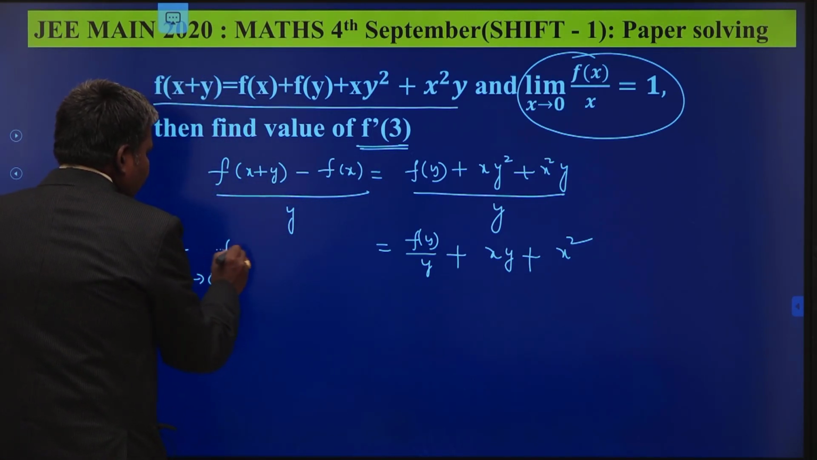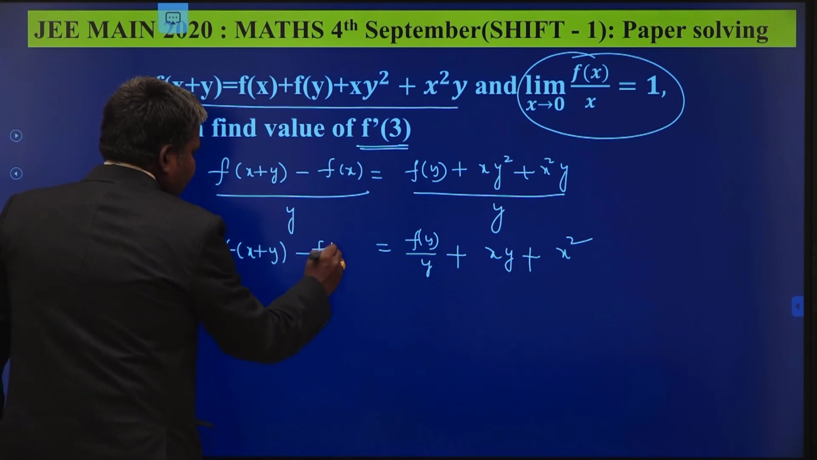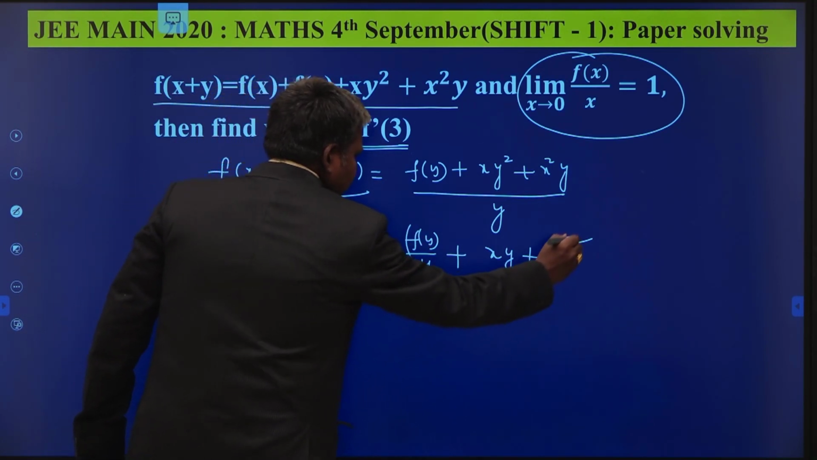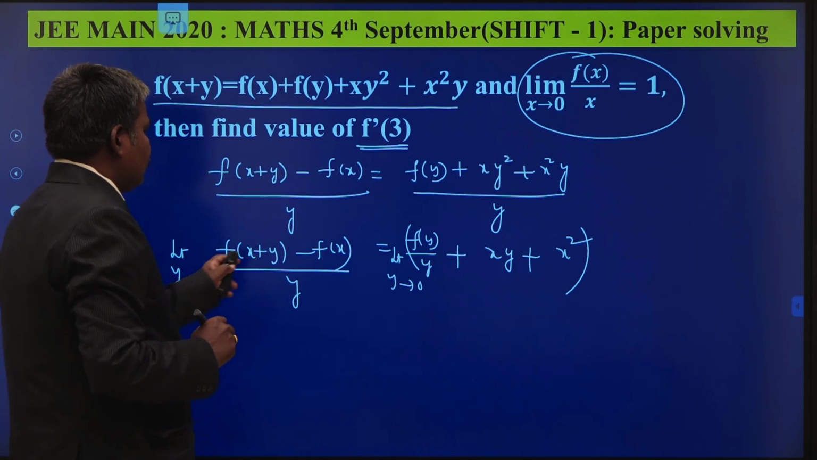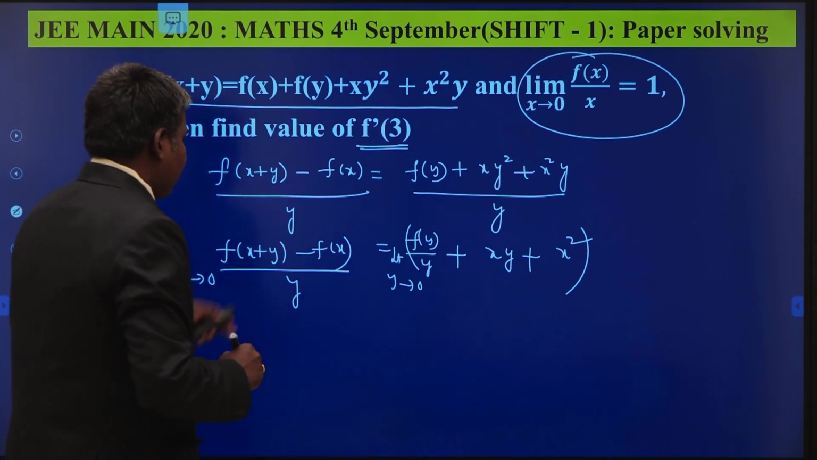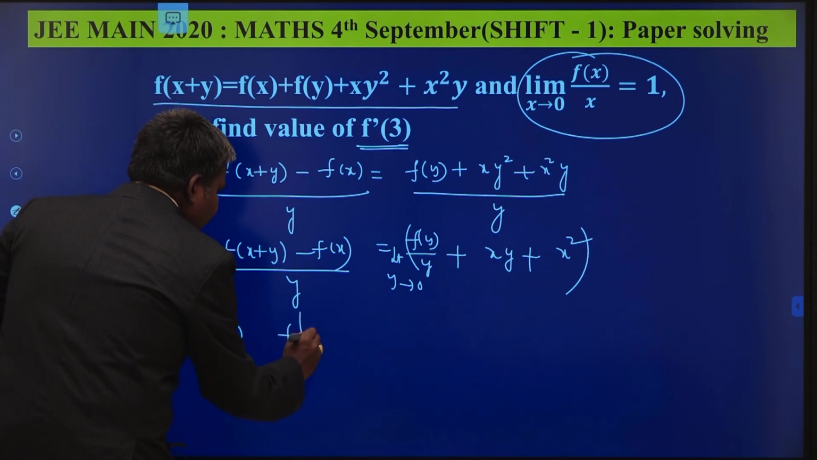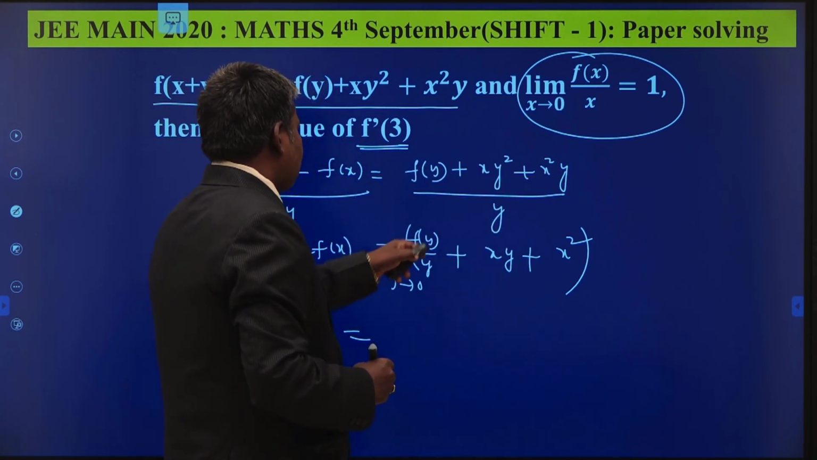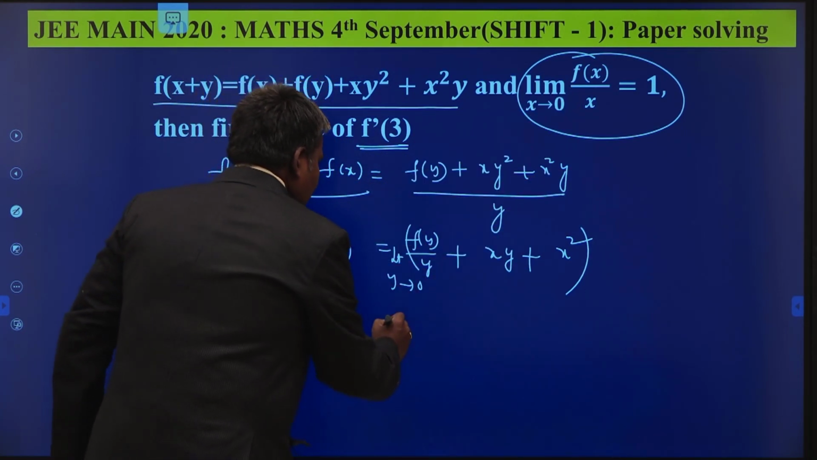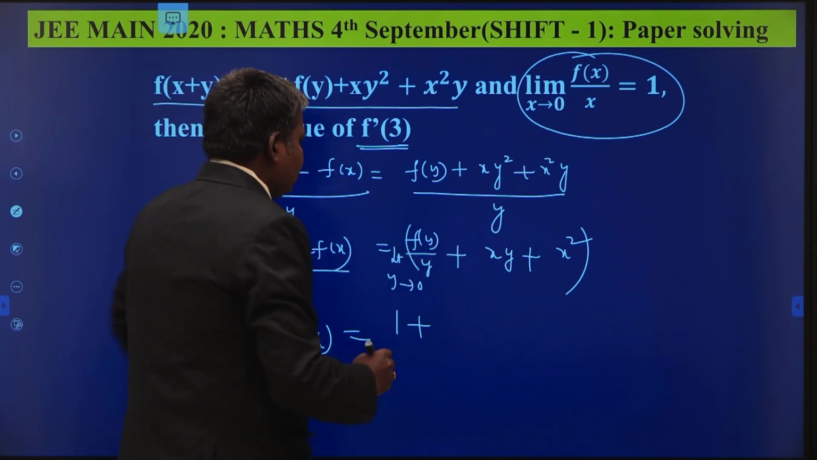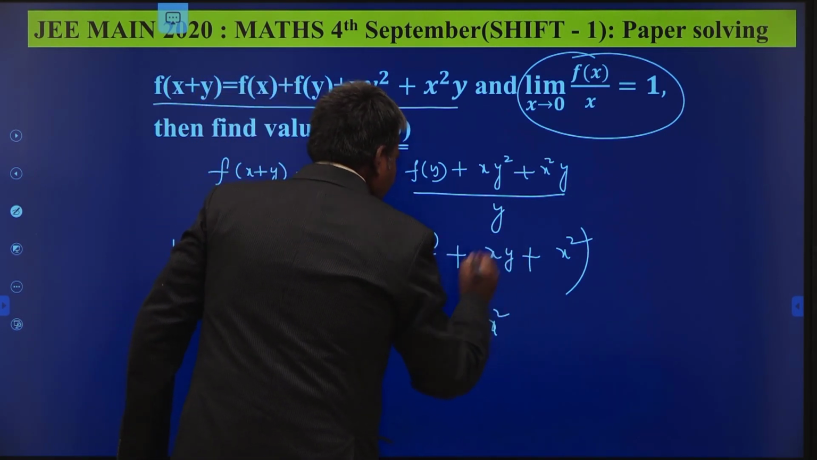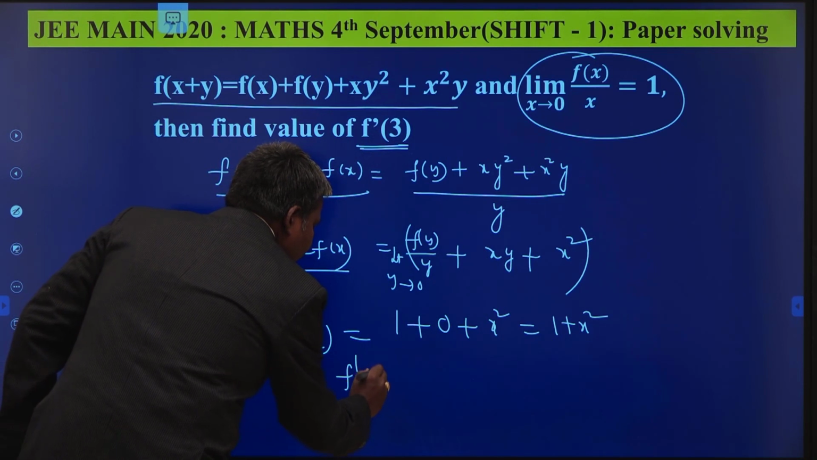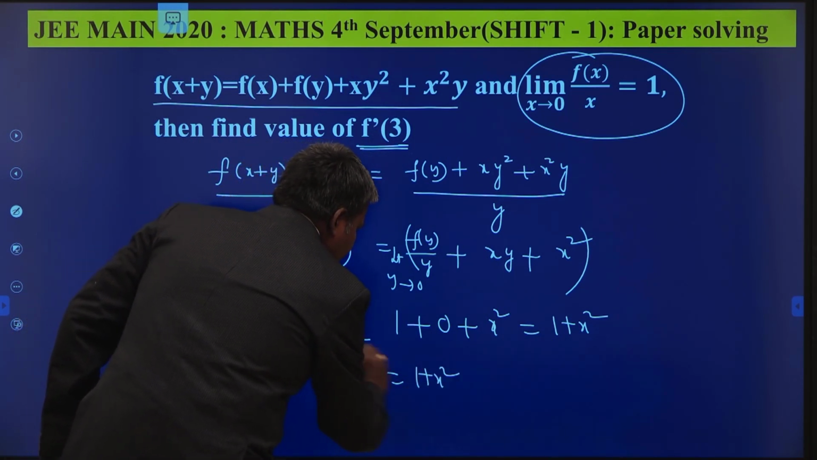Limit y tends to 0, [f(x + y) − f(x)]/y. What is this? Limit h tends to 0, [f(x + h) − f(x)]/h means f'(x). This is the derivative itself. f'(x) is equal to, what is given to you? Limit y tends to 0, f(y)/y is 1. 1 plus, as y tends to 0 becomes 0, x² itself. This is nothing but 1 + x². So f'(x) = 1 + x².